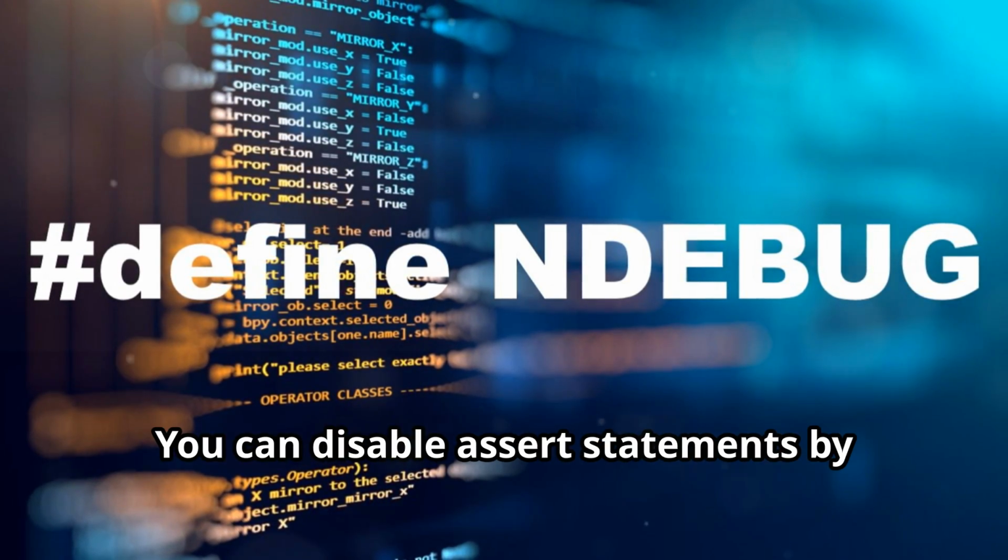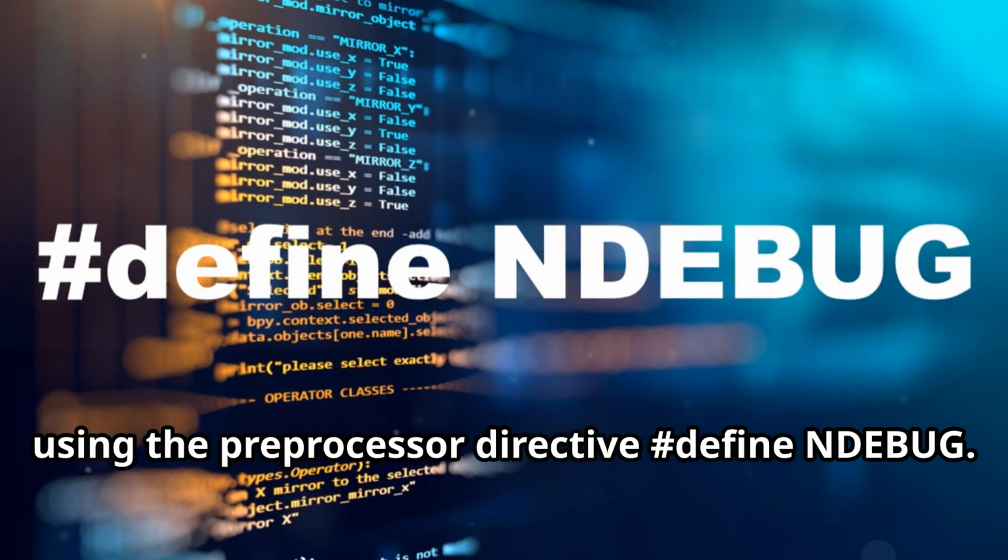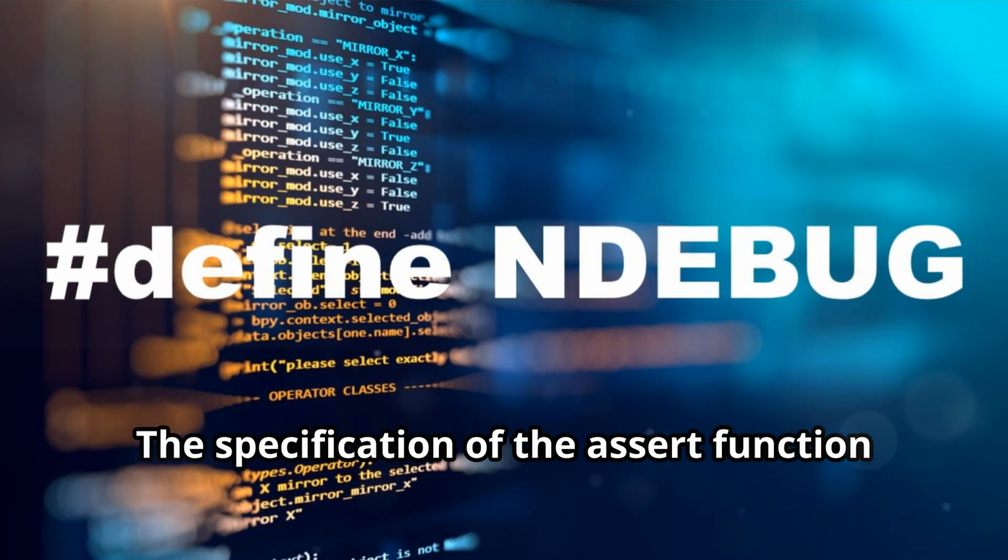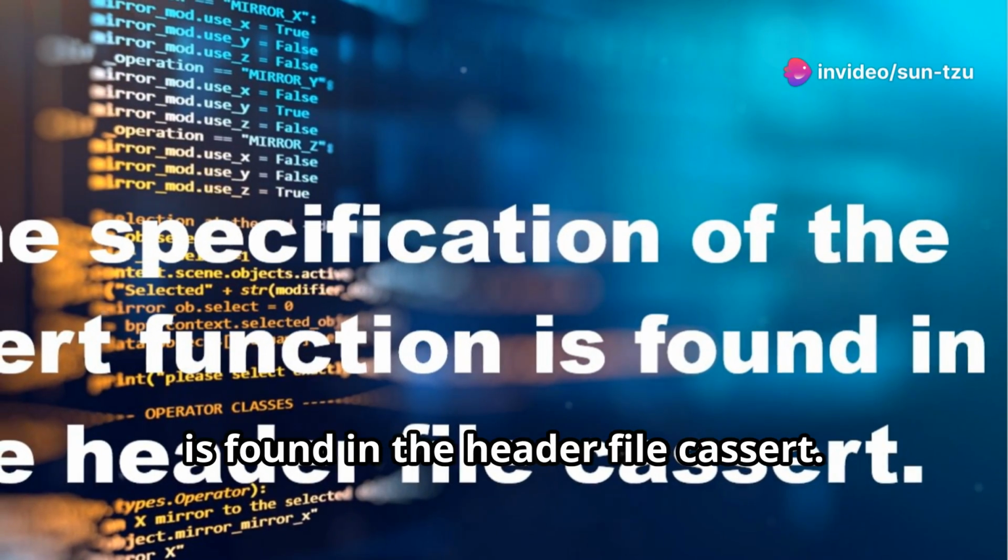You can disable assert statements by using the preprocessor directive #define NDEBUG. The specification of the assert function is found in the header file cassert.